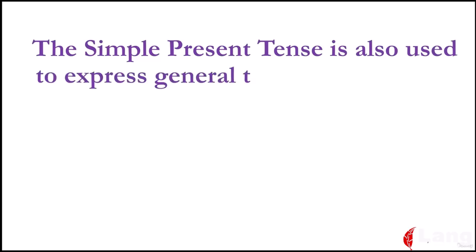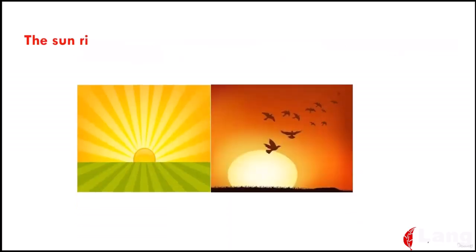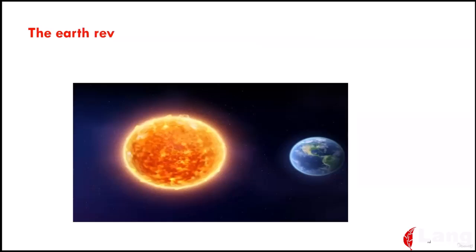The simple present tense is also used to express general truths. Examples: The sun rises in the east and sets in the west. The earth revolves around the sun.